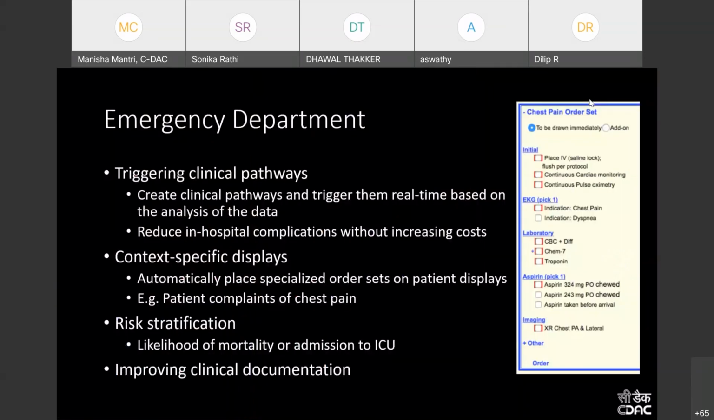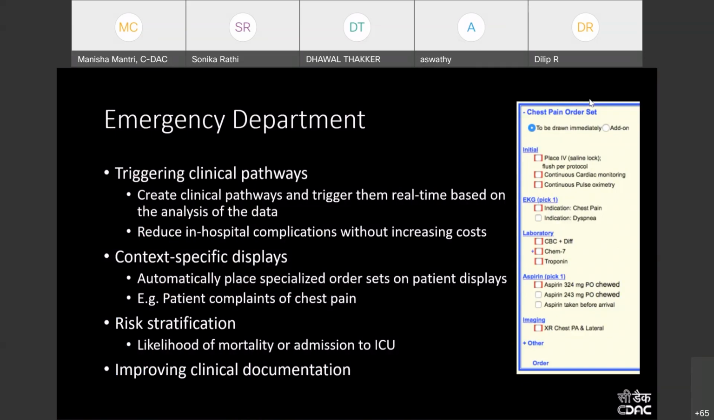So what could be the applications in the ER or ED for that matter? We can use data science to trigger the clinical pathways, to define the clinical pathways.